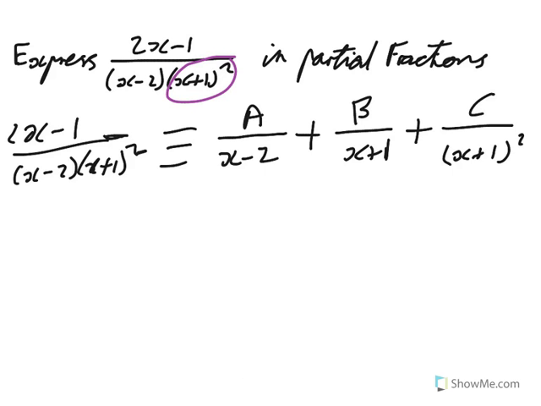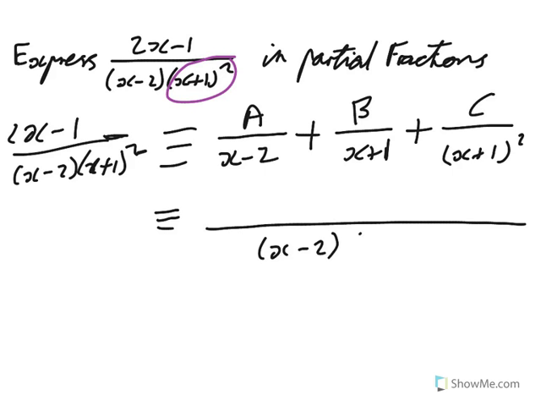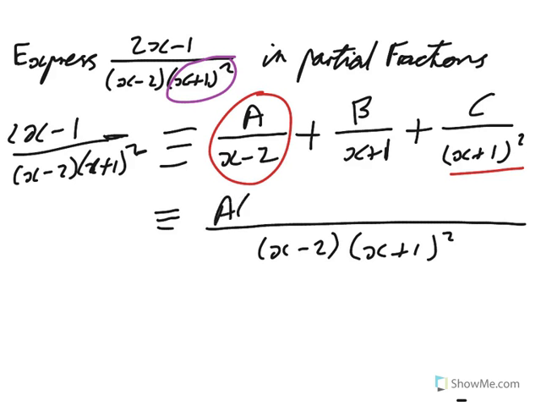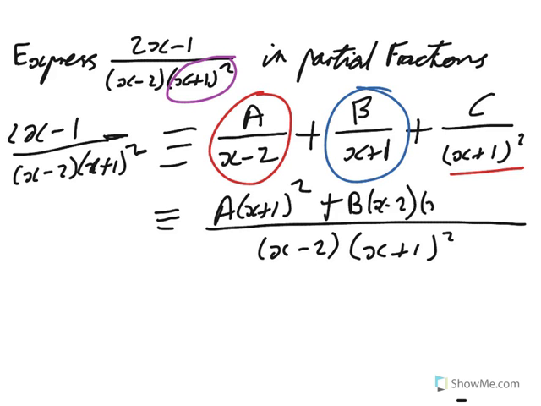Alright, so if that's equivalent, then we've got to make it look equivalent. How do we make it look equivalent? By common denominator. So the A, this particular one there, we have to multiply top and bottom by x plus 1 squared. So we get A x plus 1 squared. The B, this one here, we need x plus 1 squared, and we also need x minus 2, so B, x take 2, x plus 1. And the C, this one on the end, all it needs to be multiplied by is the x minus 2.